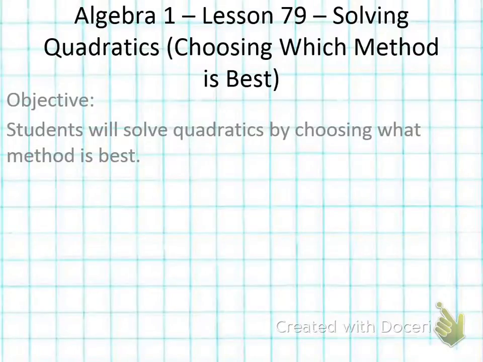Today's lesson is lesson number 79. We're going to continue talking about solving quadratic equations. Today we're going to kind of put everything together. So we're figuring out which is the best method to solve. If we're given a quadratic equation and it just says solve for x or solve for n, we want to know, okay, what approach do I take? What's the best strategy here? That's what we're talking about today.